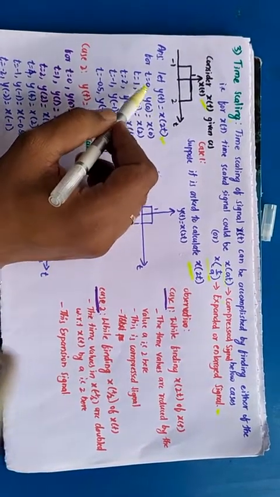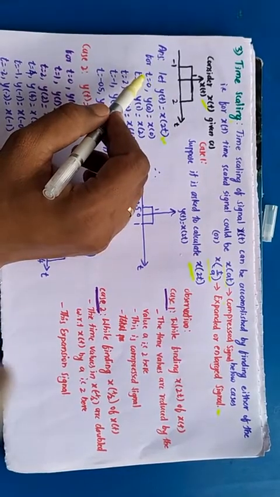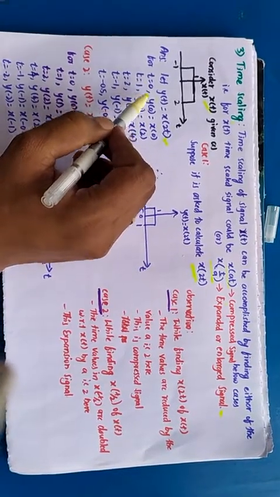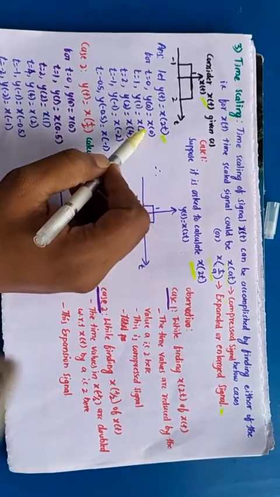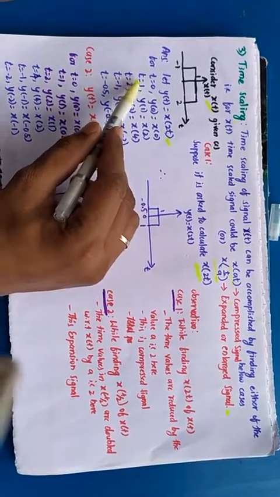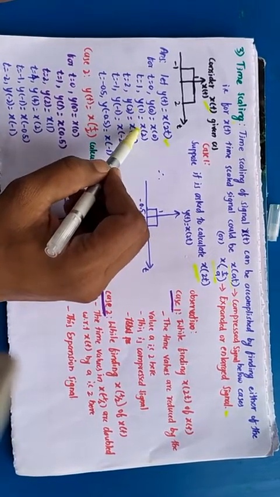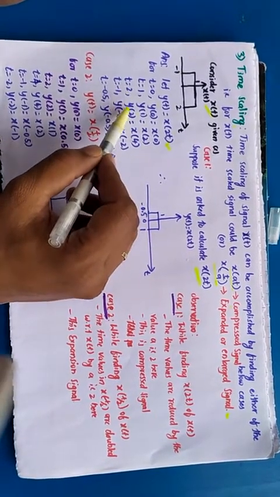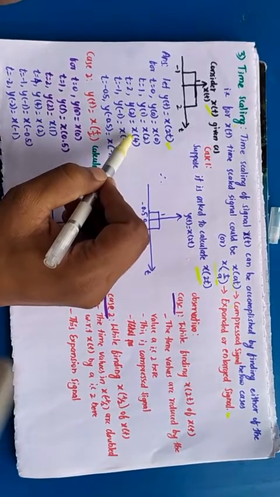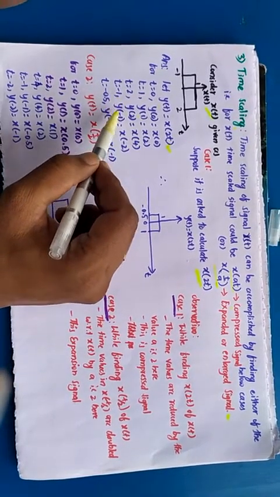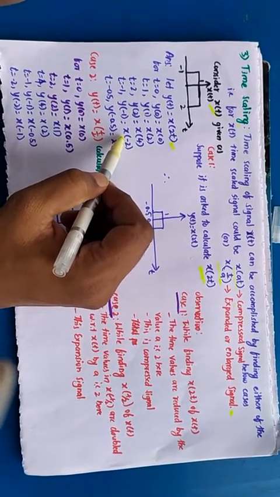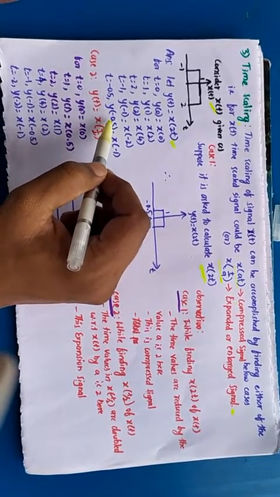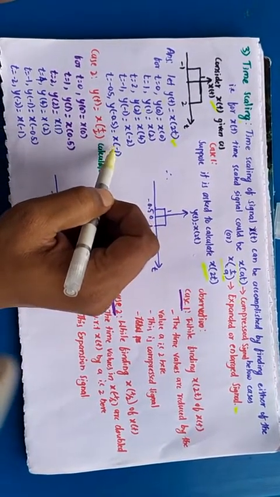Now start substituting different values of t here, to see what the values of y of t will be. Suppose at t equal to 0, we find y of 0. y of 0 will be x of 0 only. At t equal to 1, y of 1 will be x of 2 into 1, that is x of 2. At t equal to 2, y of 2 will be x of 4. At t equal to -1, y of -1 will be x of -2. Similarly at t equal to -0.5, y of -0.5 is equal to x of -1.